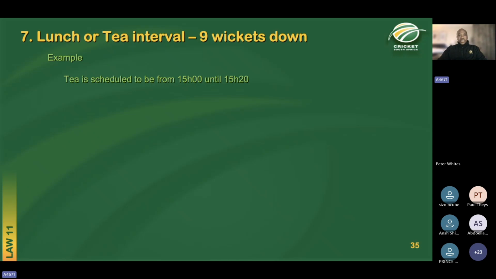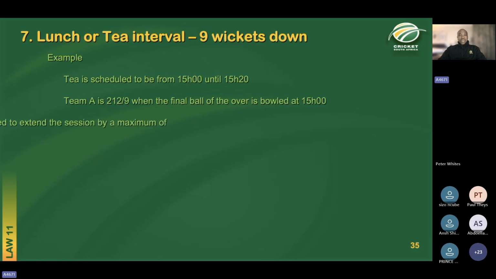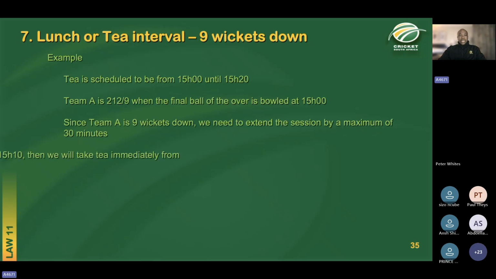Tea is still scheduled to be from 1500 hours until 1520. Team A is 212 for 9 when the final ball of the over is bowled at 3 p.m. Do we take tea? No. Law tells us that since Team A is 9 wickets down at tea time, we need to extend the session by a maximum of 30 minutes.